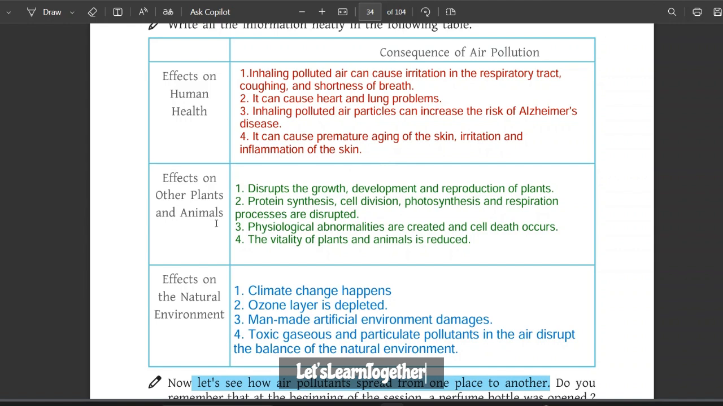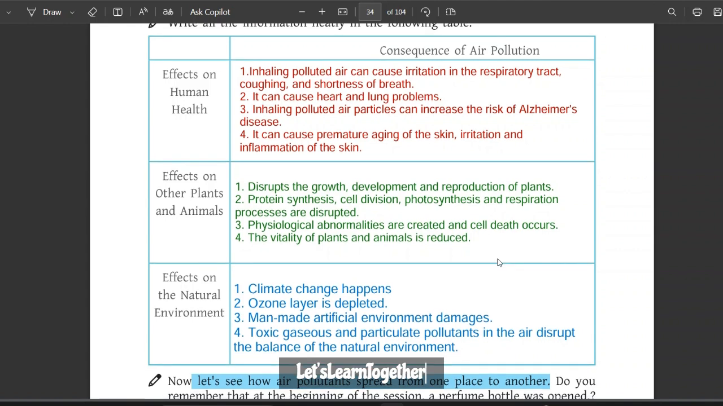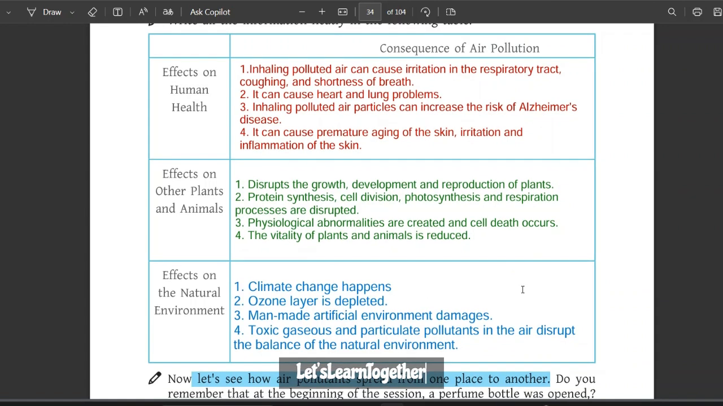Okay, then its effects on plants and animals: it disrupts the growth, development, and reproduction of plants. Protein synthesis, cell division, photosynthesis, and respiration processes are disrupted. Physiological abnormalities are created and cell death occurs. The vitality of plants and animals is reduced. And then the effect on the natural environment is that climate change happens and the ozone layer is depleted.